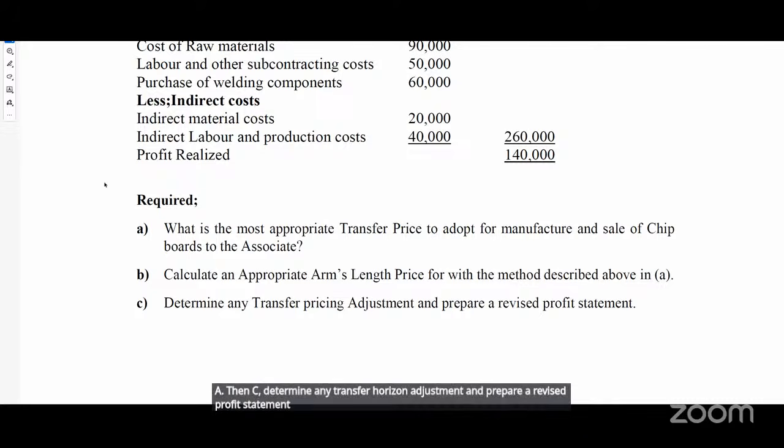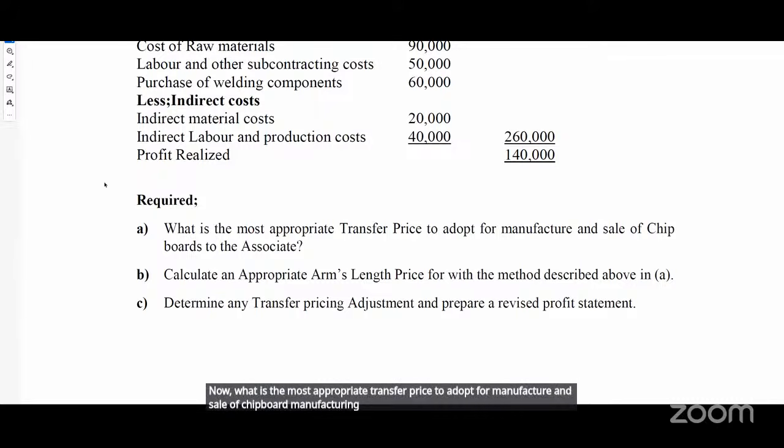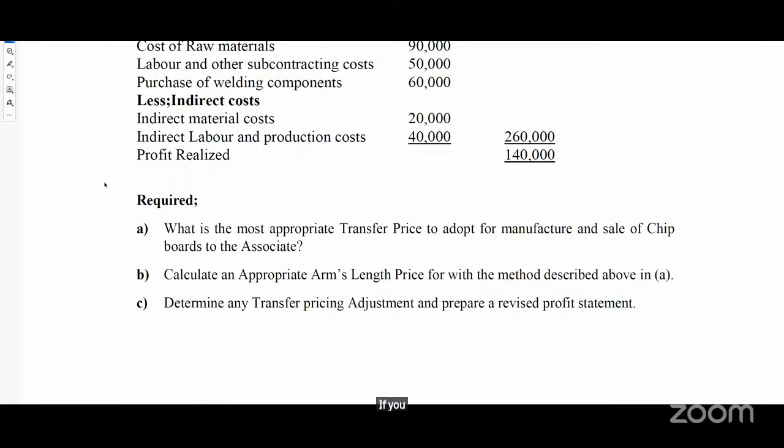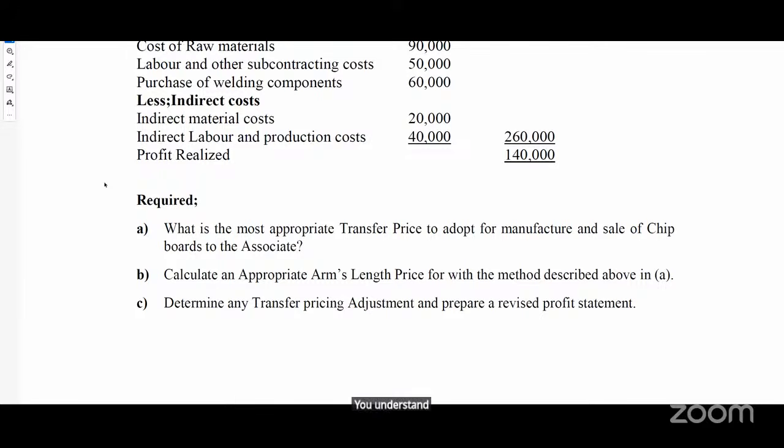Now, what is the most appropriate transfer pricing method to adopt for manufacture and sale of chipboard? Manufacturing, what method should come into mind? Cost plus. If you see services, what method should come into mind? Cost plus. If you are even doing manufacturing and there's more available information, you can do cost plus together with the CAP method. You understand? This is how the methods work. Or it looks too easy, that's why you are not convinced.